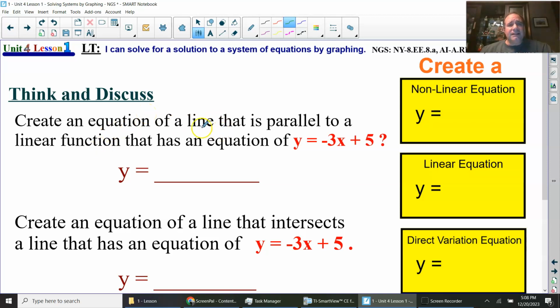Create an equation of a line that is parallel to this function right here, y equals -3x plus 5. Just remember, to have a parallel line, you have to have the same slope but a different y-intercept.